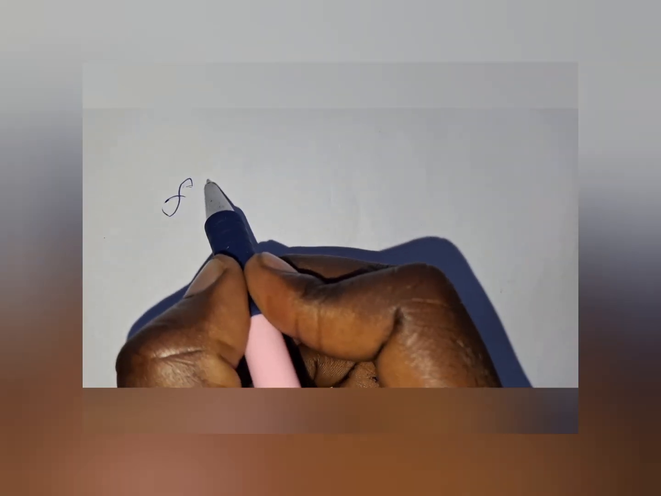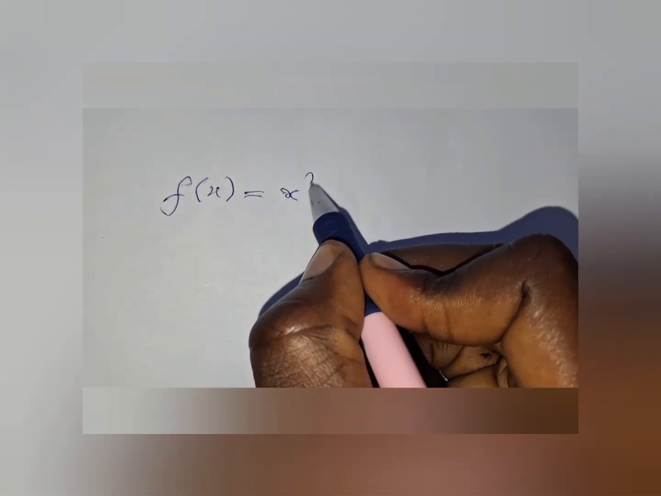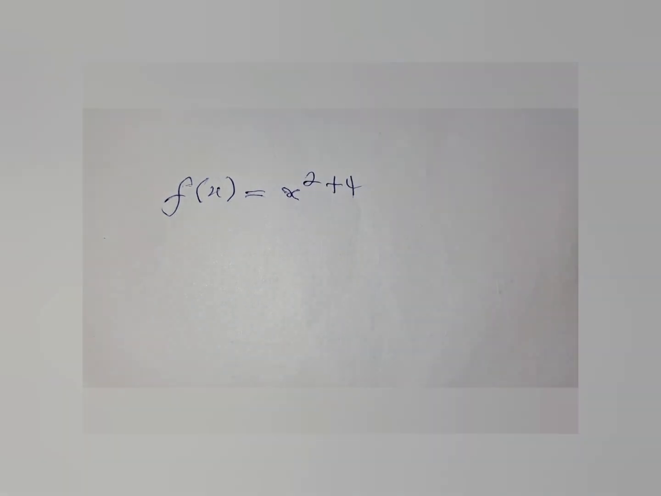Not only are you told to find the domain, sometimes you are told to find the range. So here is an example of a function. F of x is equal to x squared plus 4.